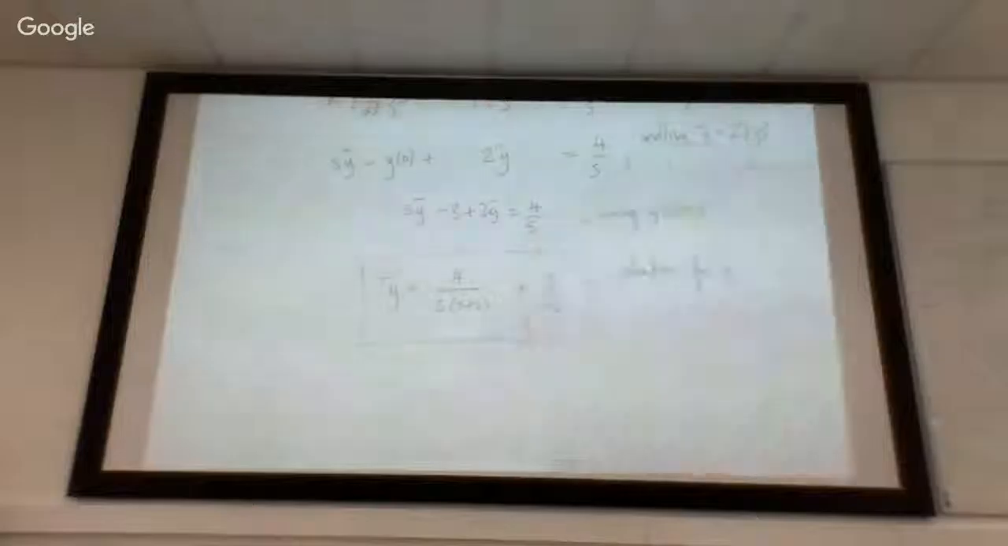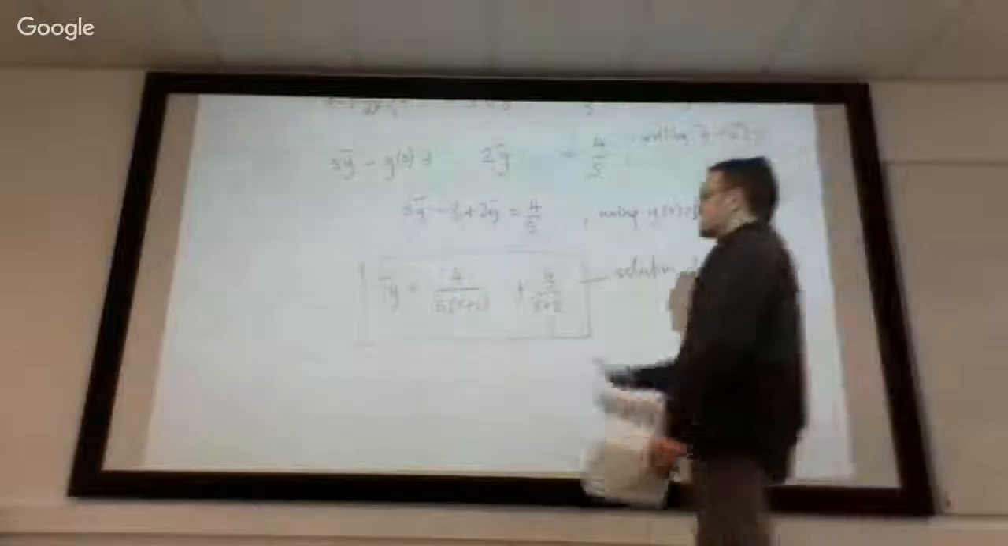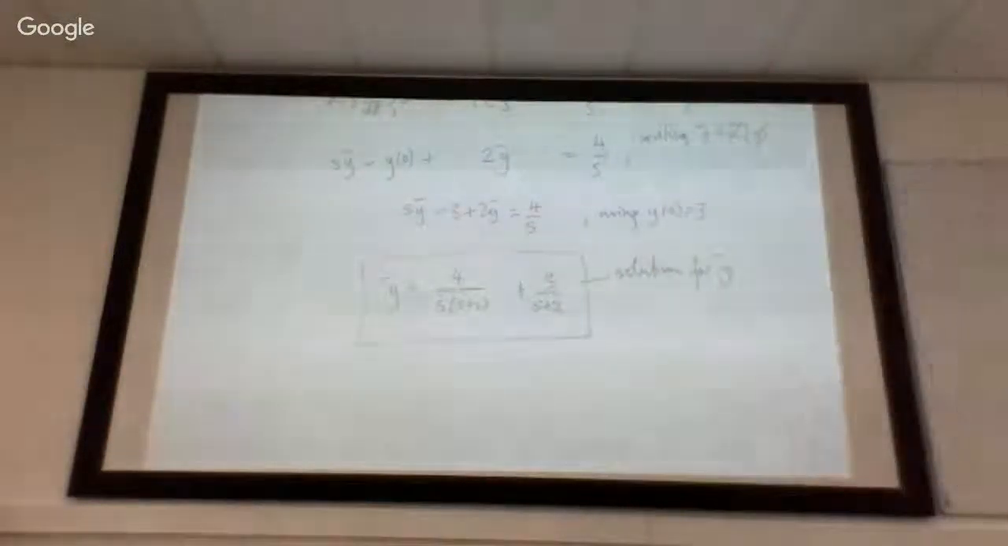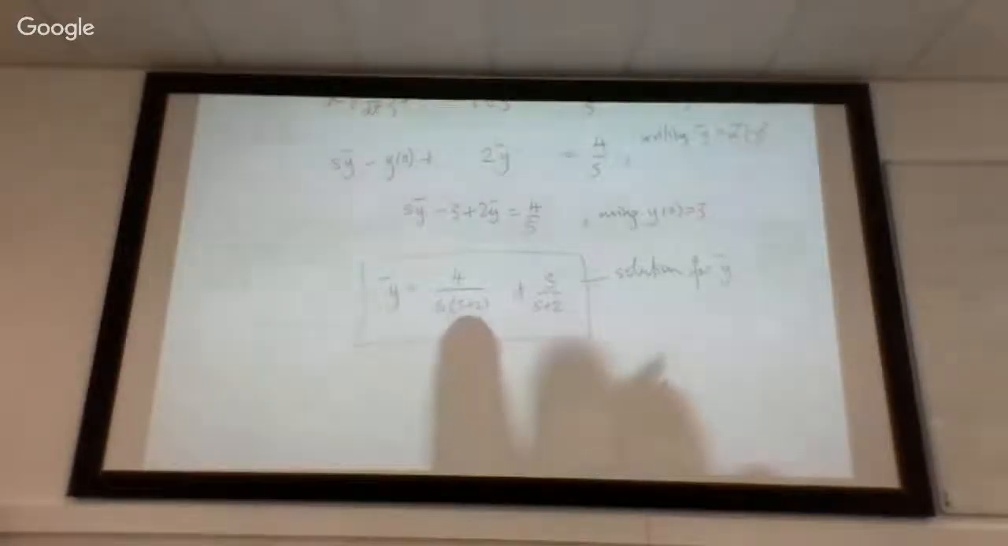But we don't see anything immediately like the 4 over s times (s plus 2). Okay? We don't see anything that matches that. So for this one, to treat this term, we're going to have to find the partial fraction expansion of the 4 over s times (s plus 2). Because there's nothing on the table of Laplace transforms that matches this first term here.